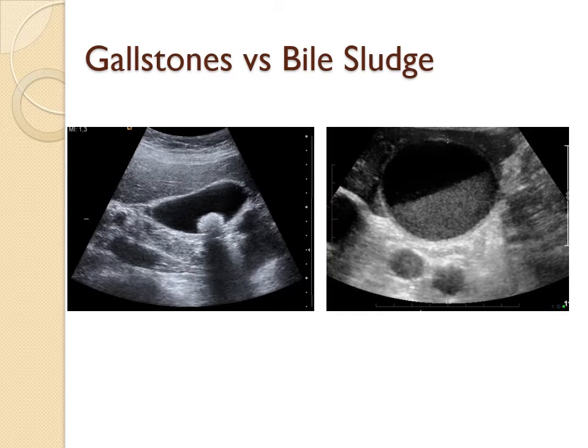Now, this slide shows us the difference between gallstones and bile sludge on ultrasound. The image on your left shows the gallbladder with a hyperechoic, round structure inside its lumen with posterior acoustic shadowing, which is a characteristic of your gallstone. Now, the picture on your right, as you can see, there's an area of hypoechogenicity inside the lumen of the gallbladder with no acoustic shadowing. It forms a crescent shape, so this is characteristic of your bile sludge.